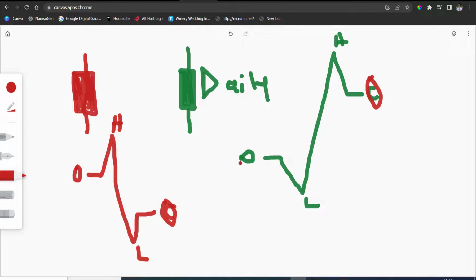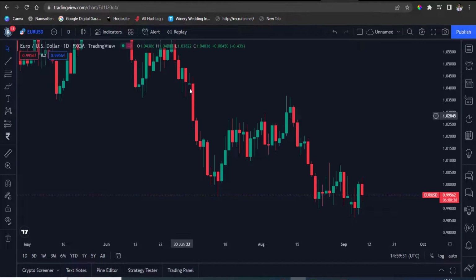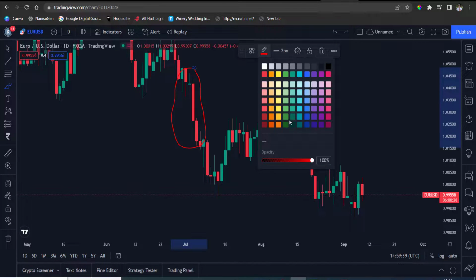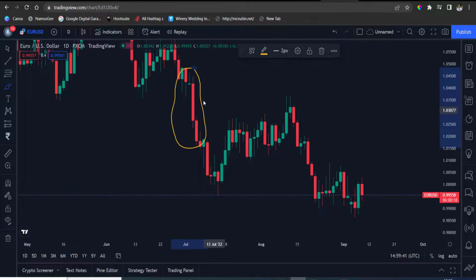Here we have C above O, here we have O below C. Remember, this is how we understand a bearish movement or a bullish movement. So coming back right here, if we take this particular candle for the bearish movement, for example, let me just color it. Let me just mark that level and then change it to yellow.